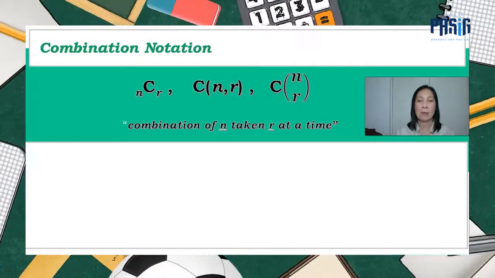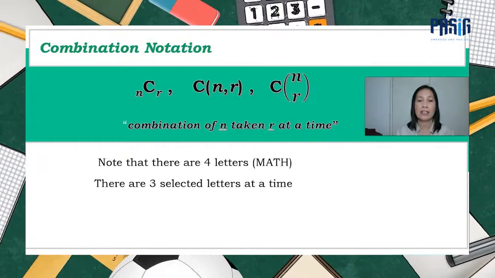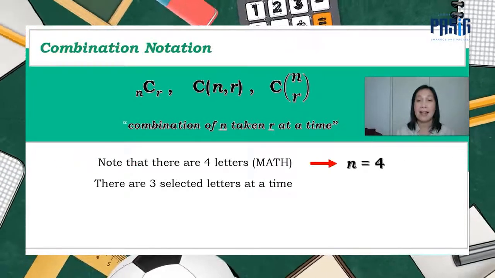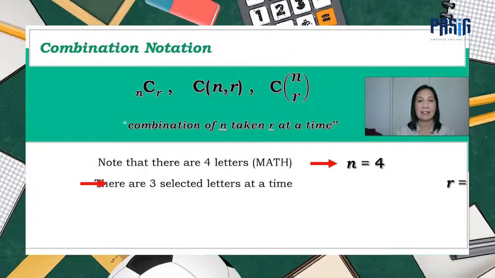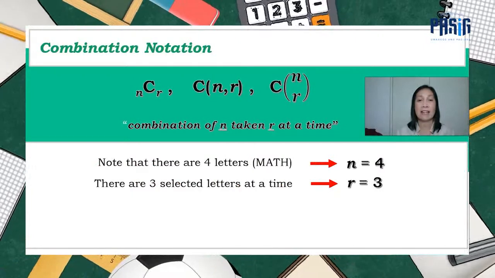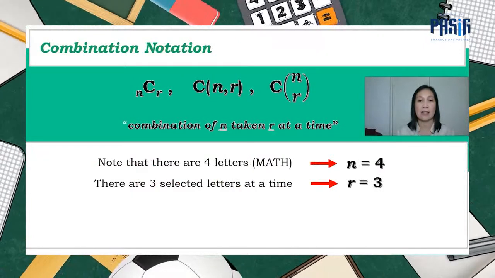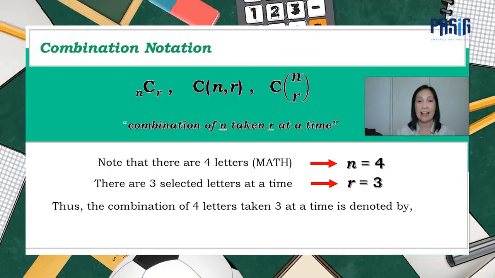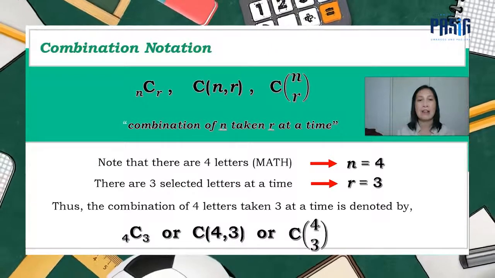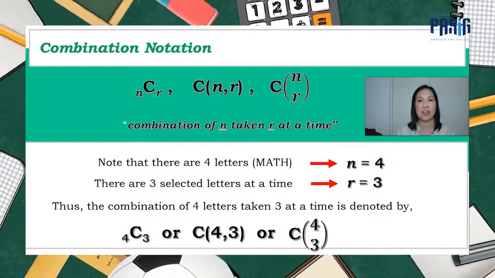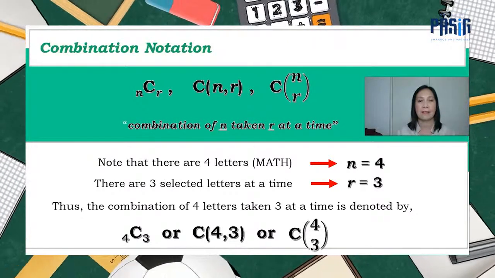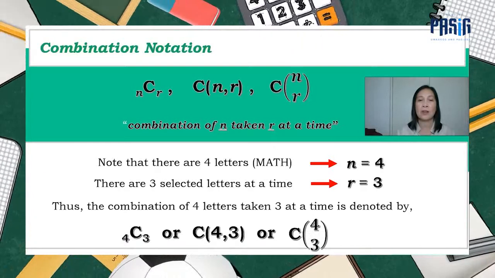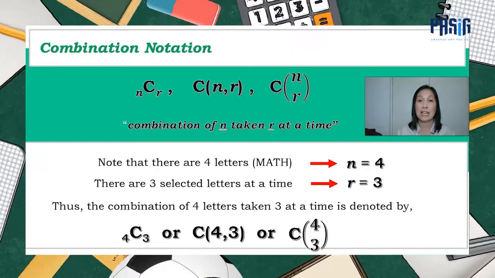Going back to our problem, the 4 letters in the word math represents n, and the 3 letters selected at a time represents r in the combination notation. Thus, the combination of 4 letters taken 3 at a time is denoted by any of this combination notation. Now, let us have more examples on how to write problems in combination notation.